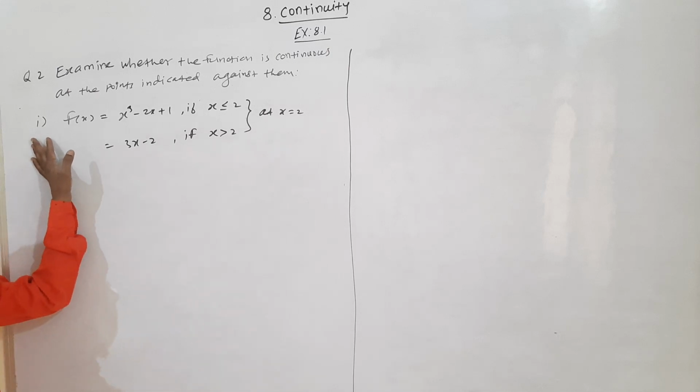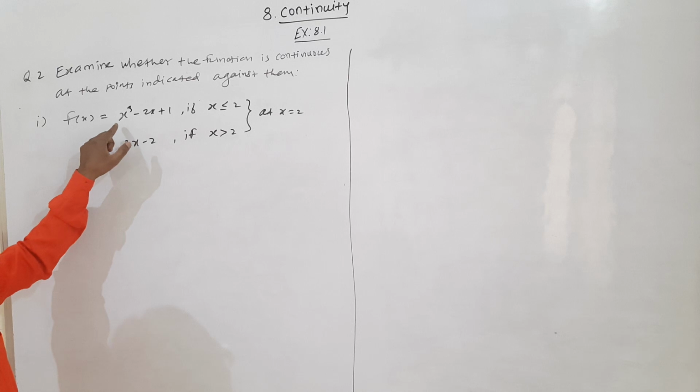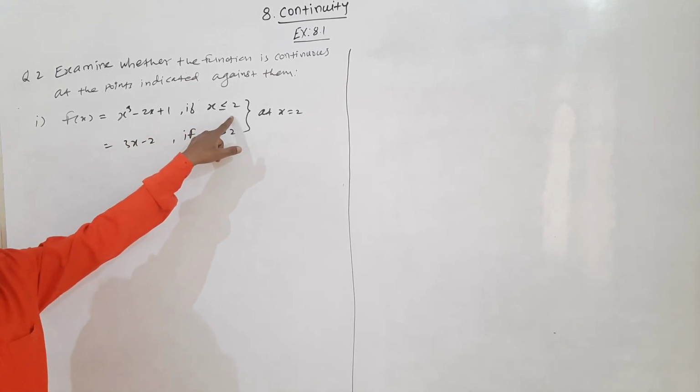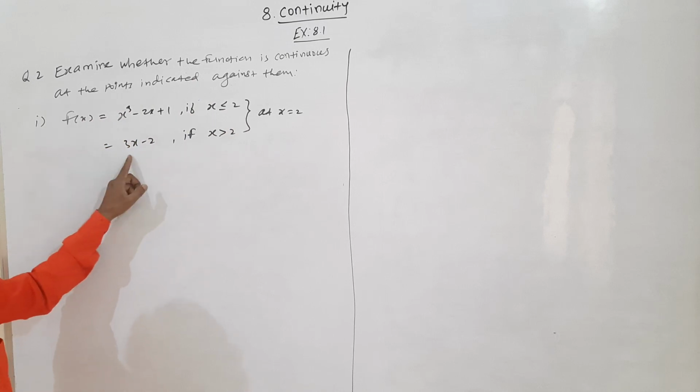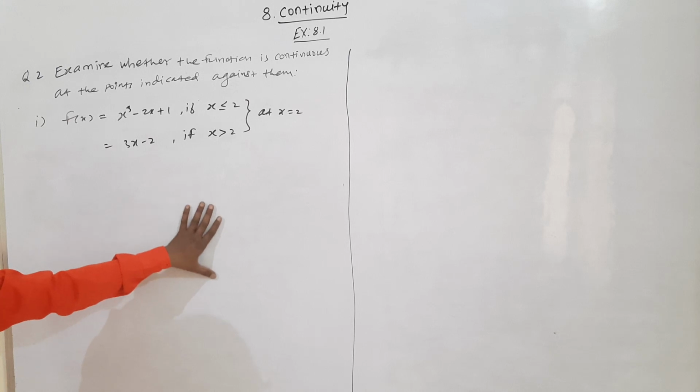सो दिलेलं पहिलं एक्झाम्पल, फंक्शन दिलं आहे, पहिलं फंक्शन x cube minus 2x plus 1 if x is less than equal to 2, अँड सेकंड फंक्शन f of x equal to 3x minus 2 if x is greater than 2. म्हणजे तुम्हाला इंटरवल दिलेली आहे.